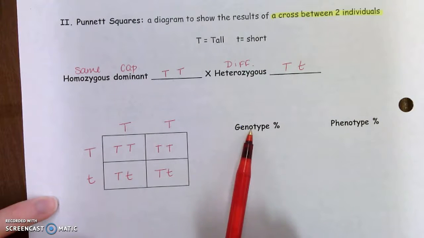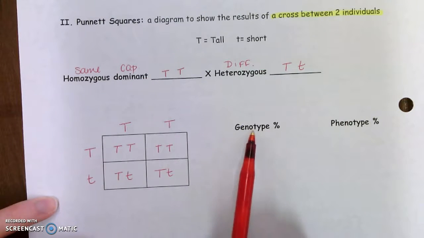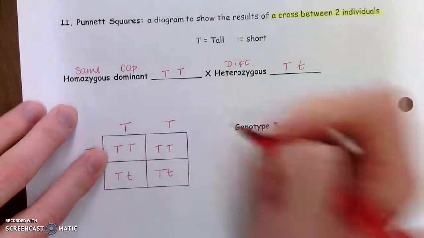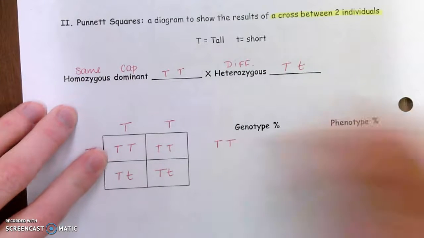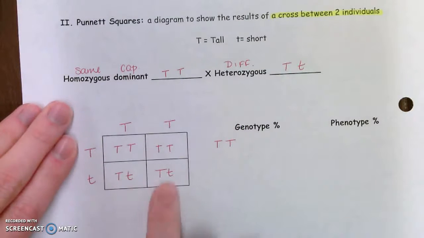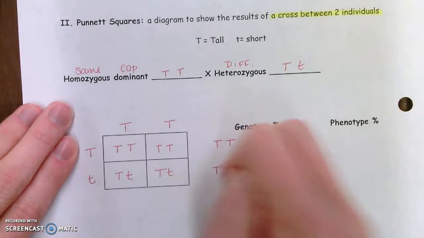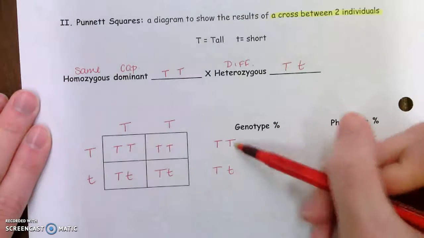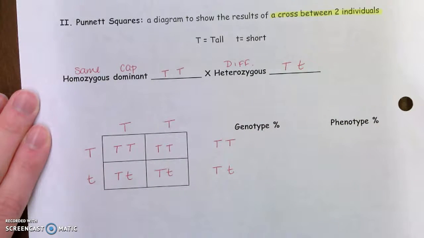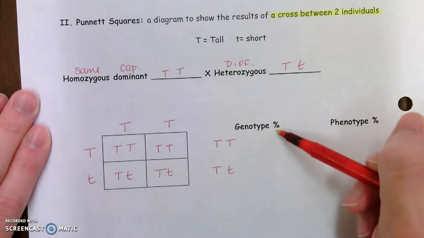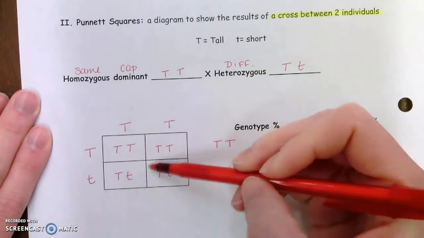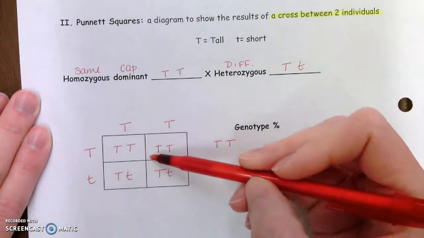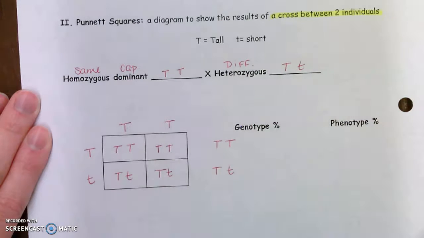So let's chat about the genotype. Genotype are the different combinations of letters. So in 2 of these boxes, there's a capital T, capital T. In the other 2 boxes, there's a capital T, lowercase t. So those are the only 2 genotypes that show up for the offspring. And it does ask for a percent. So because there's 4 boxes, we need a total of 100%. Each box gives us a 25% chance.